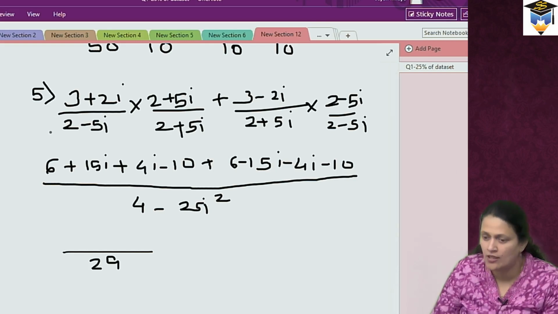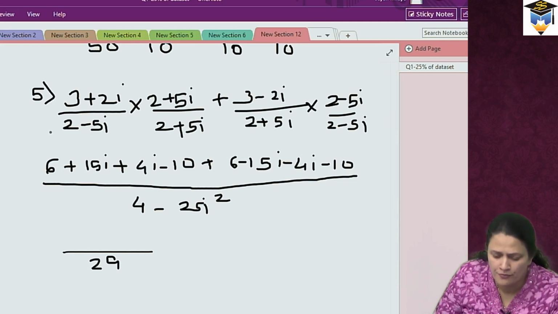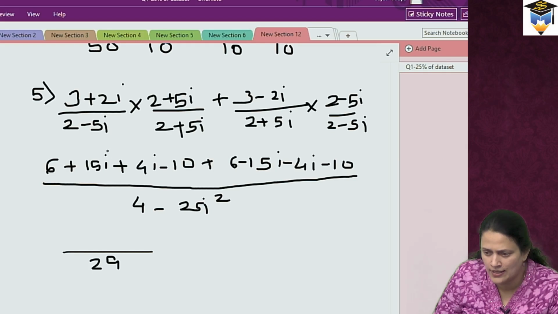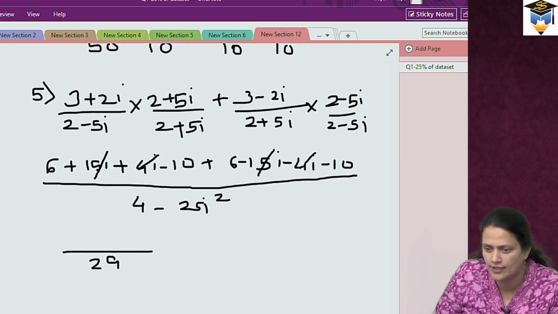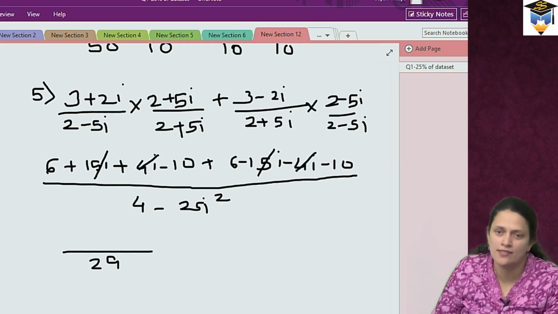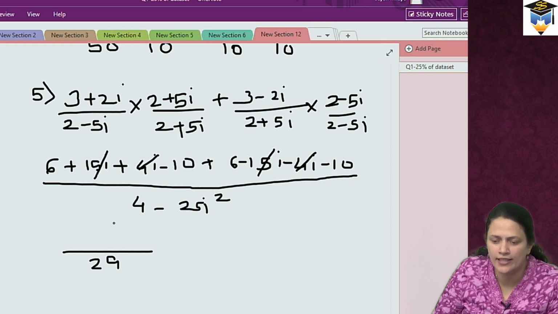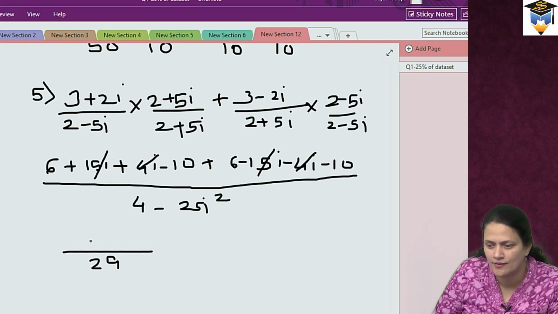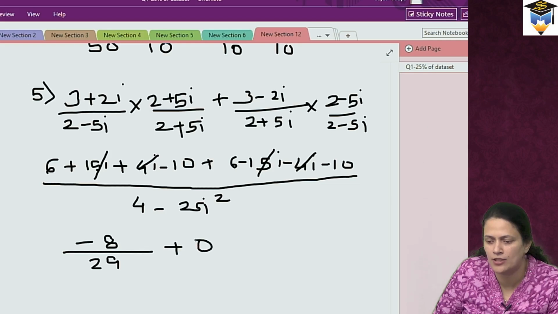So now if you observe, this and this will get cut, this and this will get cut. Okay. So 6 plus 6 is 12. 12 minus 20 is minus 8. So there is no imaginary part, only the real part, and the imaginary part is 0i.